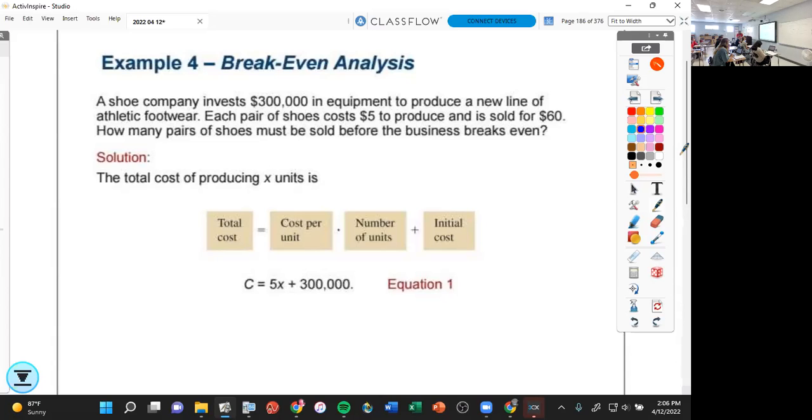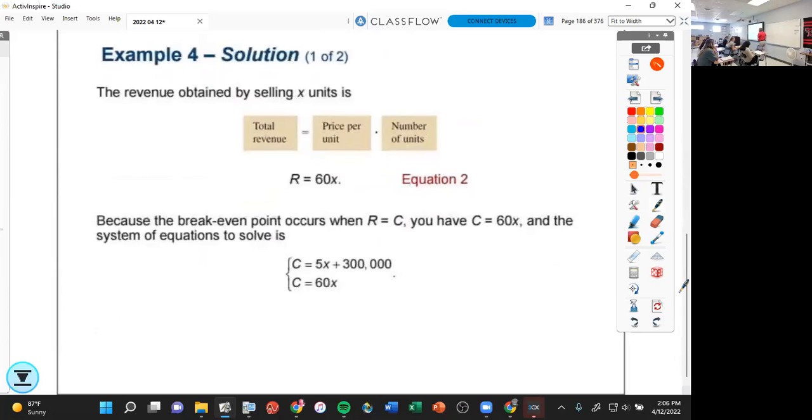Where's my break-even point going to be? Wherever it intersects, where 60x and 5x plus 300,000 intersect. Now that's going to be way off the screen on your calculator. So my revenue is 60x. At the break-even point, cost and revenue are the same, so I could rewrite the revenue equation as C equals 60x. If C equals 5x plus 300,000 and C equals 60x, can you solve this easily using algebra?